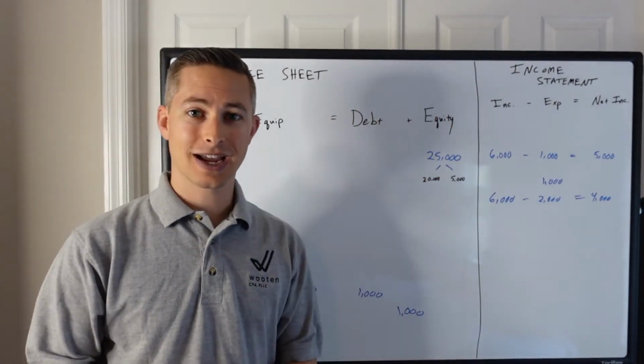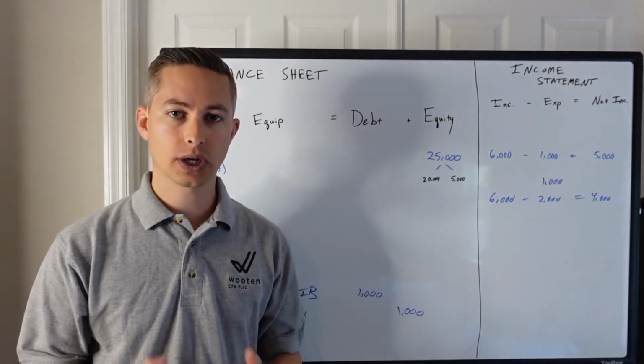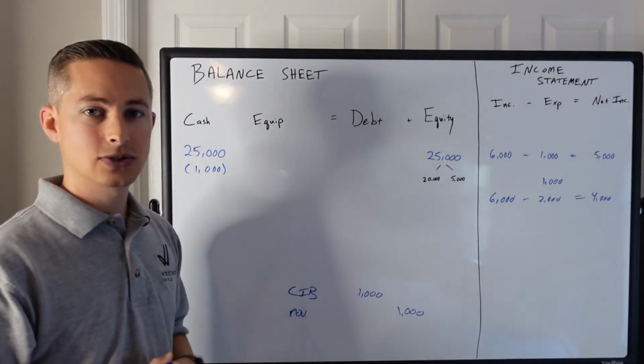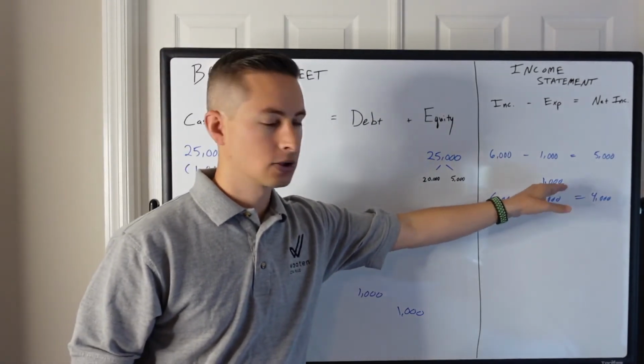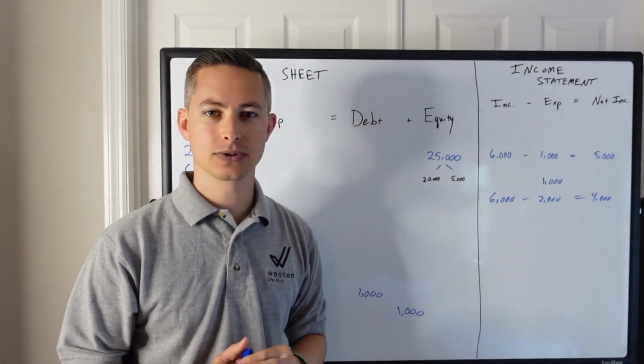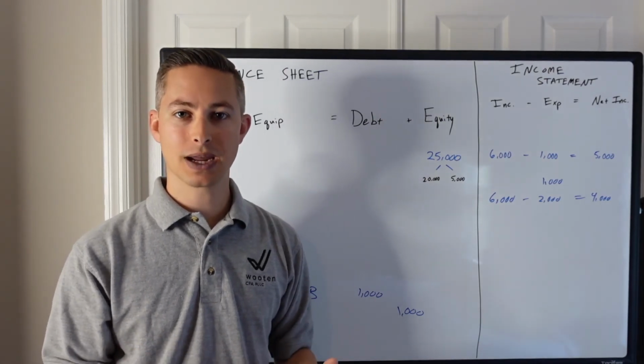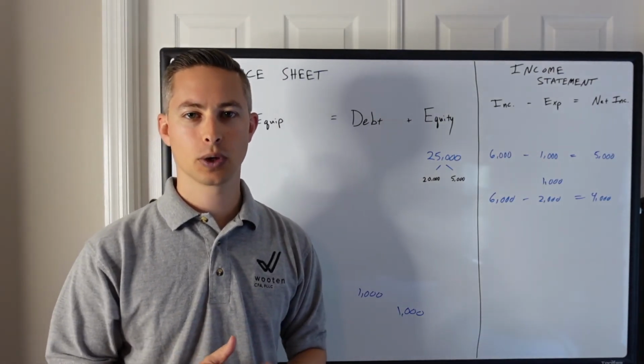And that's the transaction that happened when you wrote a check. It reduced your cash by $1,000 and it increased your expenses by $1,000. That's the entry, the double accounting entry that was made when you wrote a check in QuickBooks.